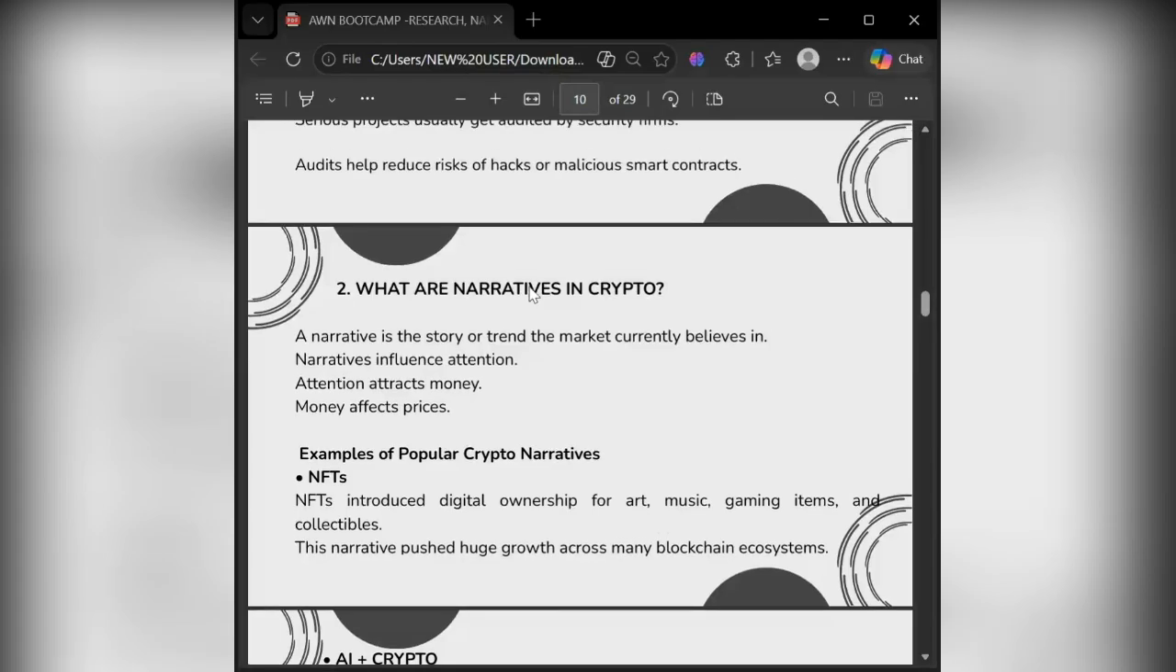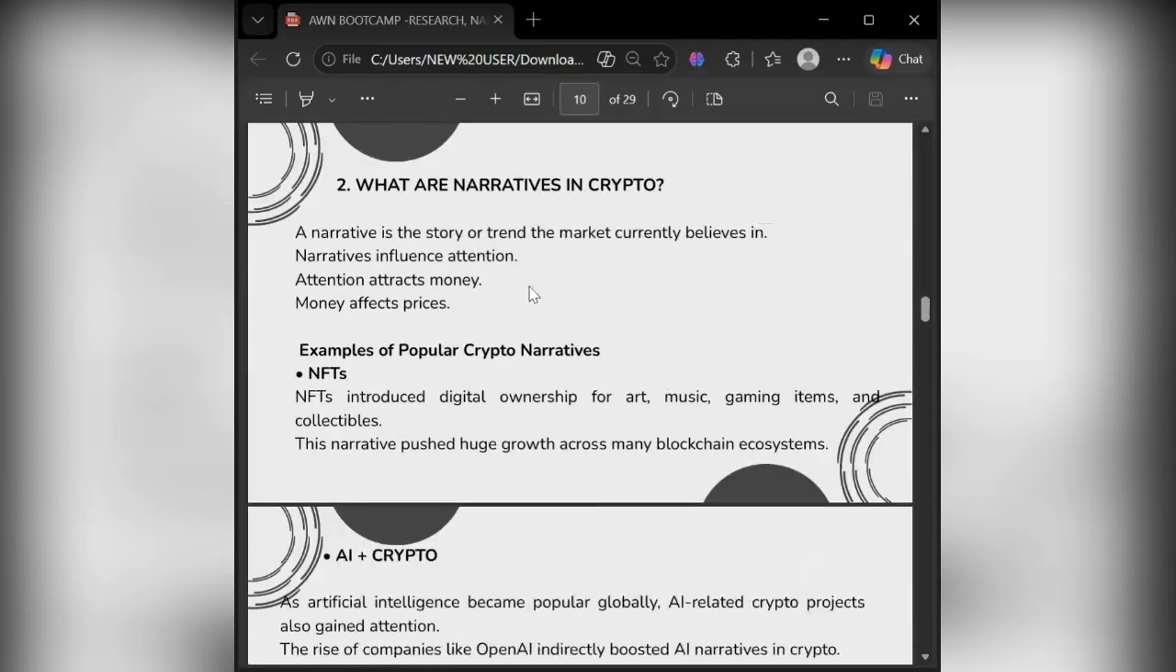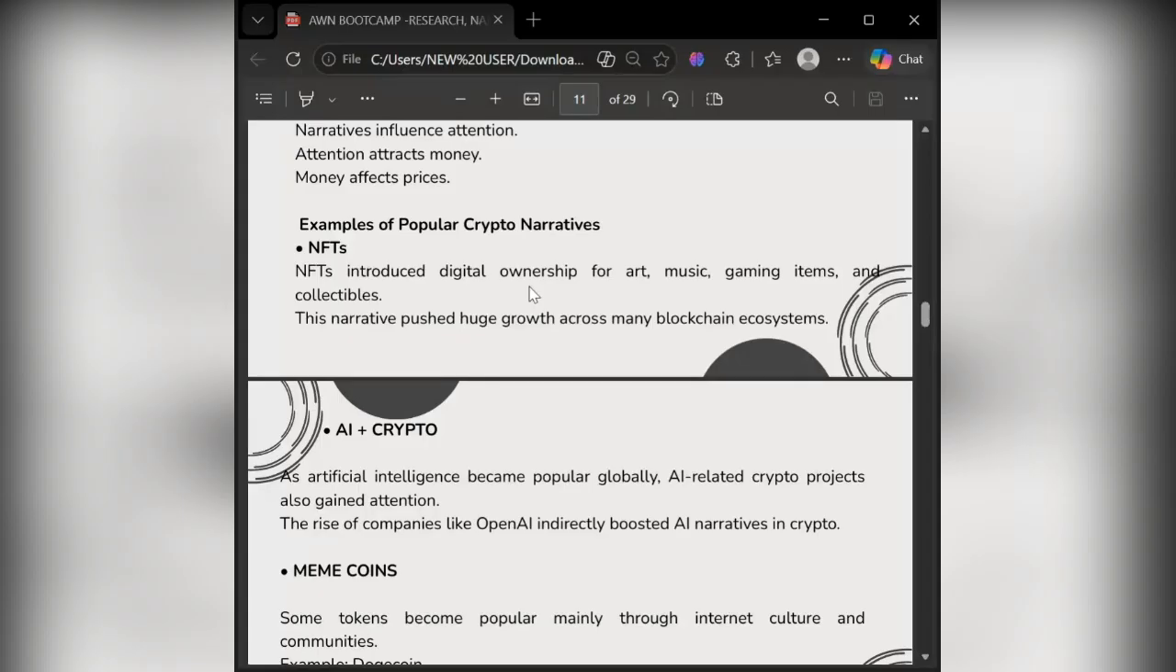So examples of crypto narratives, we have NFTs. NFTs introduced digital ownership for art, music, gaming items, and collectibles. This narrative brought huge growth across many blockchain ecosystems. Yes, I remember the period of NFTs. It was a trend. It was a serious trend. Even celebrities were jumping in.